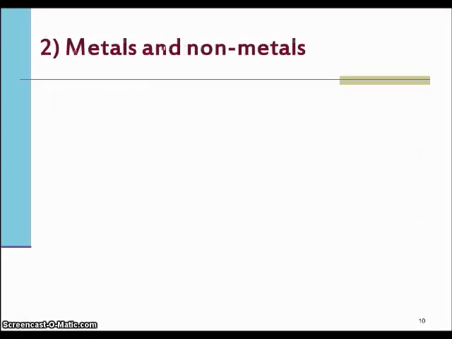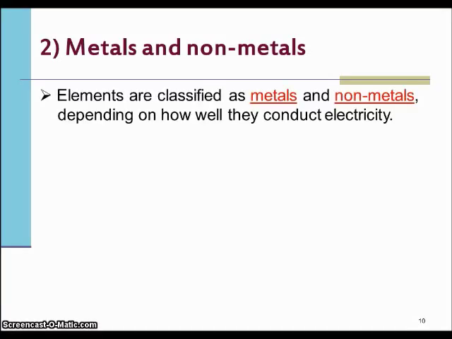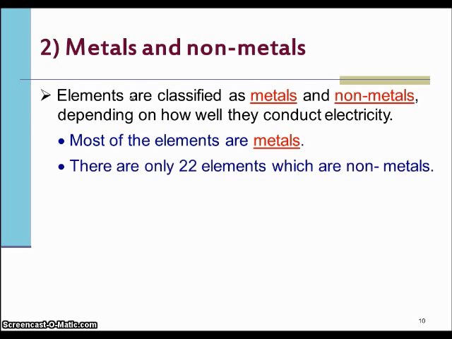Next, we can also classify elements based on whether they are metals or non-metals. Elements are classified as metals and non-metals depending on how well they conduct electricity. If you look at the periodic table, you will notice that most of the elements are metals. There are only 22 elements which are non-metals.